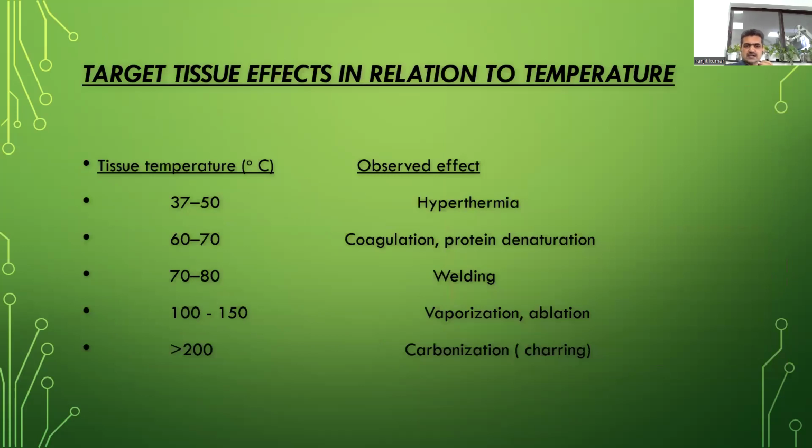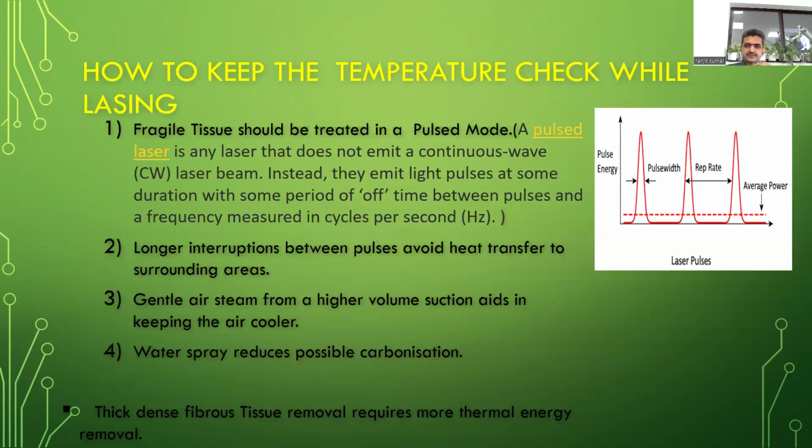So the tissue temperature, what do I achieve? In case of 37 to 50 degrees, it is hypothermia. 60 to 70 degrees, it's coagulation or protein denaturation. And 70 to 80 degrees, welding. 100 to 150 degrees, vaporization or ablation. And if above 200 degrees, then we have carbonization, also called charring.